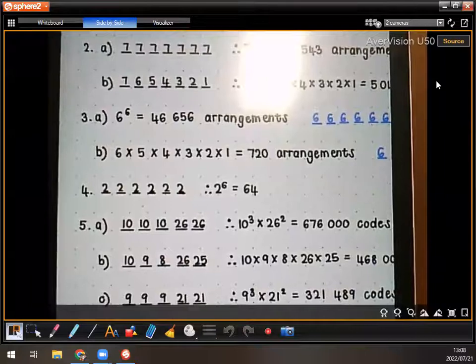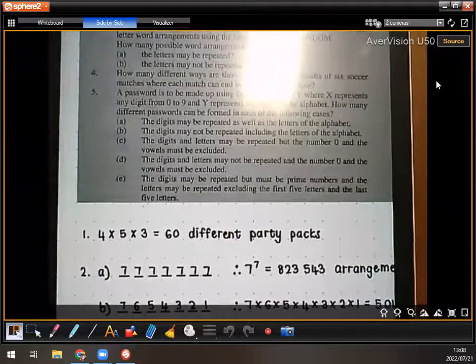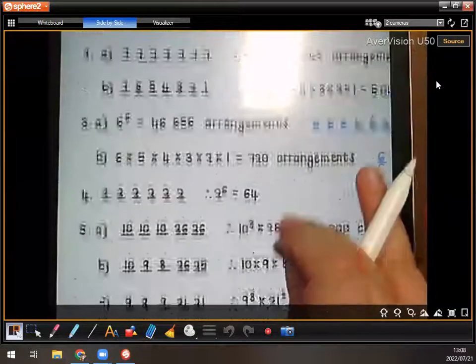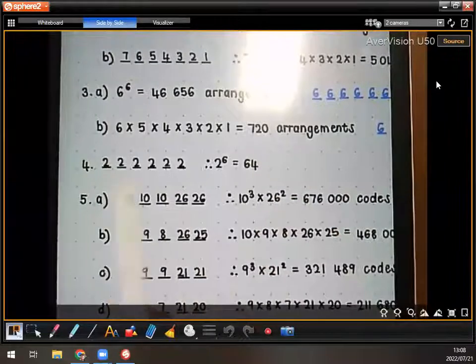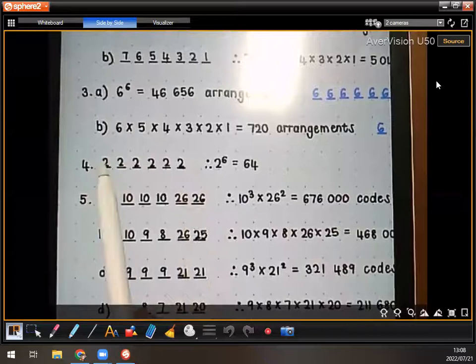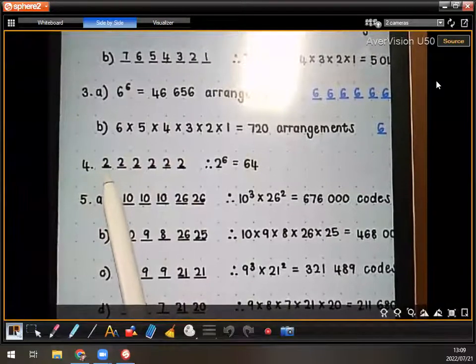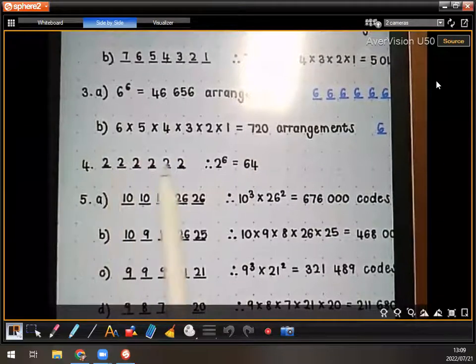Okay, number 4 was talking about, was it James? Yeah, how many different ways are there of predicting the results of 6 soccer matches where each match can end in either a win or a loss? Okay. So I made 6 lines, all right? 1 line represents each match. How many possible outcomes are there for the first one? You can either win or lose. Okay, so that's why there are 2 possible outcomes. And then it's the same for all of them. So that's why there are 6 2's that we're multiplying together. I just wrote that as 2 to the power of 6.